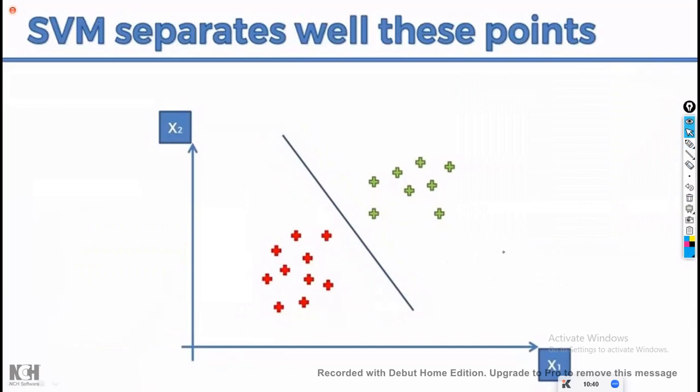Using the support vectors, it is identifying the support vector of this class. It is identifying the support vector of this class. And after identifying the support vectors, it is going to make a line in such a way that the distance between the support vectors, the maximum margin, will be there.